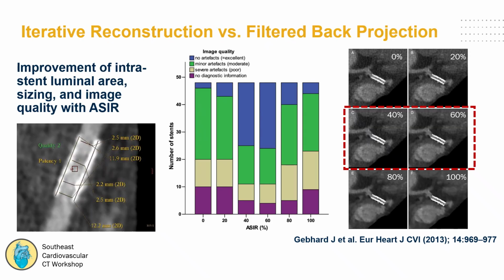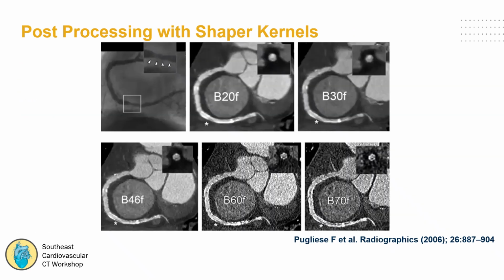This slide compares iterative reconstruction with conventional filtered back projection. Iterative reconstruction improves image quality by reducing noise while preserving spatial resolution. As the percentage of iterative reconstruction increases, the visible intra-stent lumen becomes larger and easier to interpret. This has become a very important tool in modern stent imaging. Sharper reconstruction kernels also improve edge definition and reduce blooming artifact.